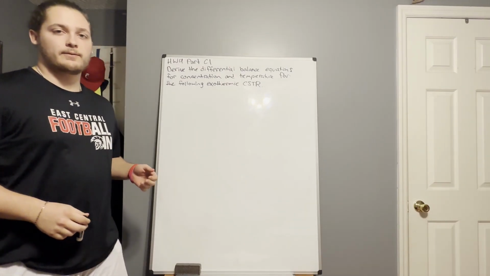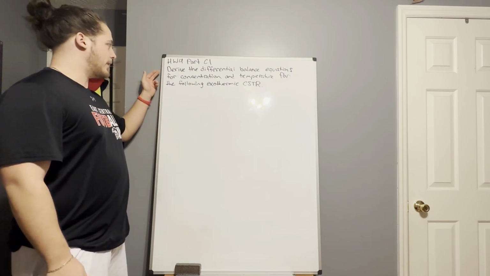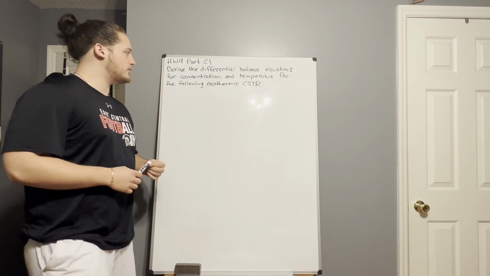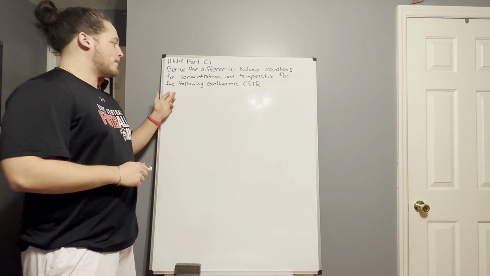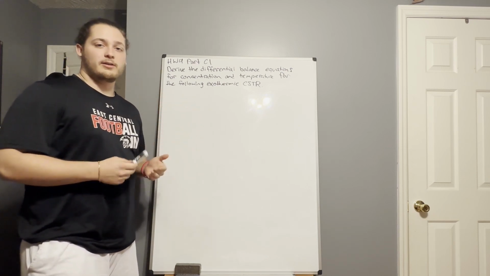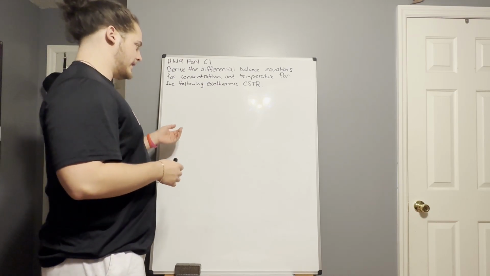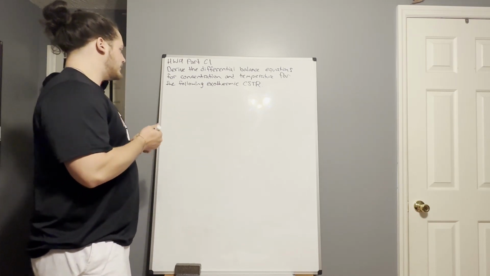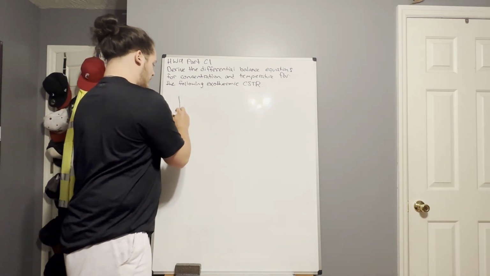Hi, this is homework 4, part C1. We're going to be deriving the differential balance equations for concentration and temperature for an exothermic, continuously stirred tank reactor. So, to start, we can draw our reactor.